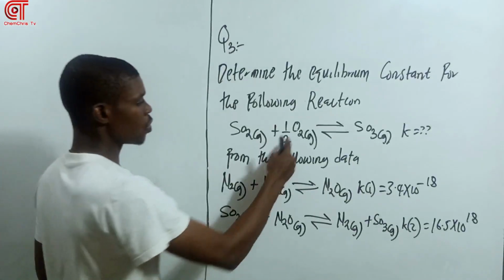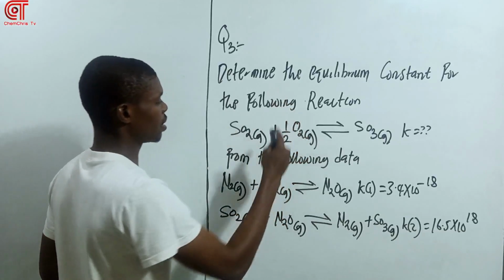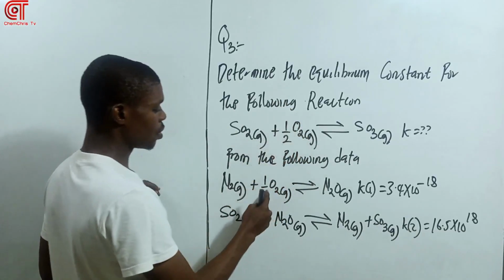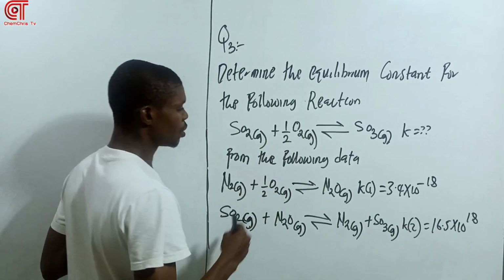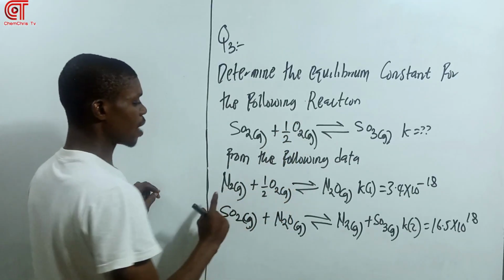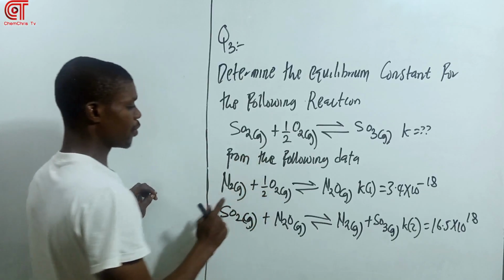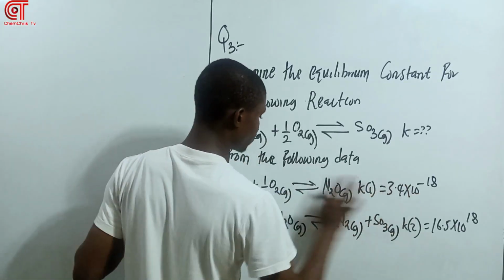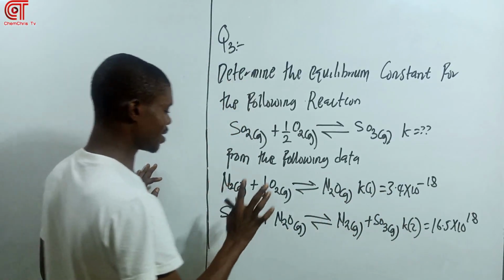The reason is that oxygen gas is on the reactant side. Not only that, here is half, here is half. Because two of them are the same, you are not going to alter this reaction. You are going to leave it the way it is.